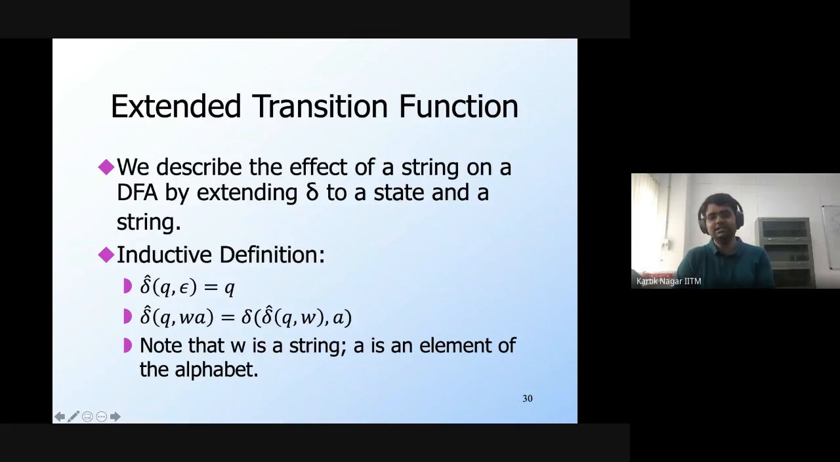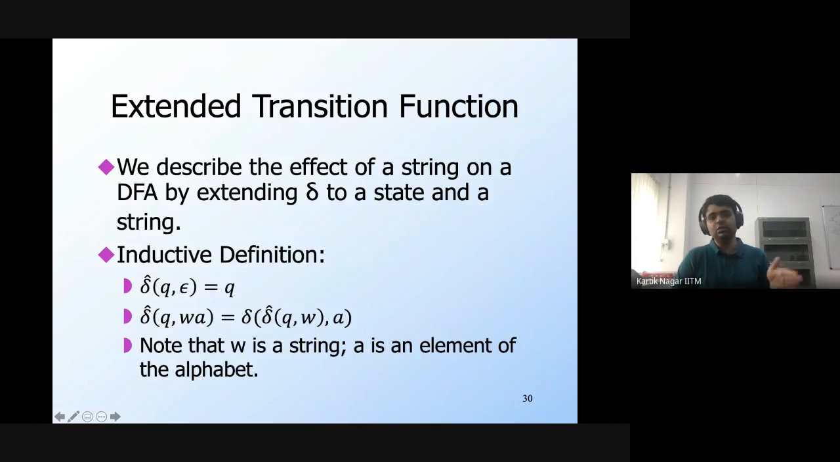So what this simply means is that if you want to process this string WA from the state Q, then you first process the entire string W from the state Q. That's delta hat of Q comma W. So you will end up in some state, and then you process the input symbol A from that particular state. That is delta hat Q comma W comma A. W is a string and A is an element of the input alphabet. In order to process WA, you first process W, and then from the resulting state, you process A. So that's how we are going to process a string.